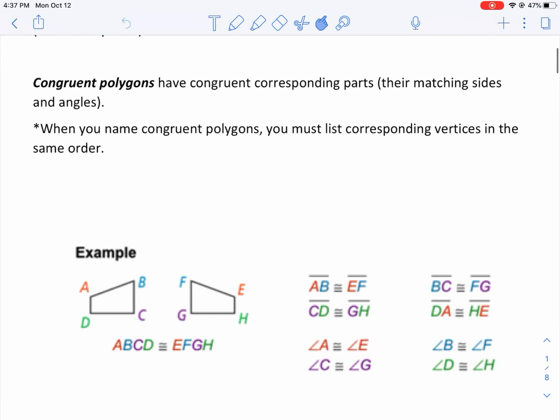And so when you have congruent polygons, they have to have congruent corresponding parts. So corresponding means matching in the same location. So their matching sides and angles have to be congruent to each other. And when you name congruent polygons, you're going to name them in a particular order.